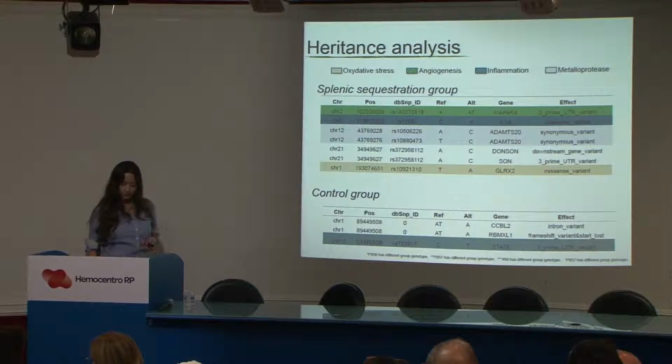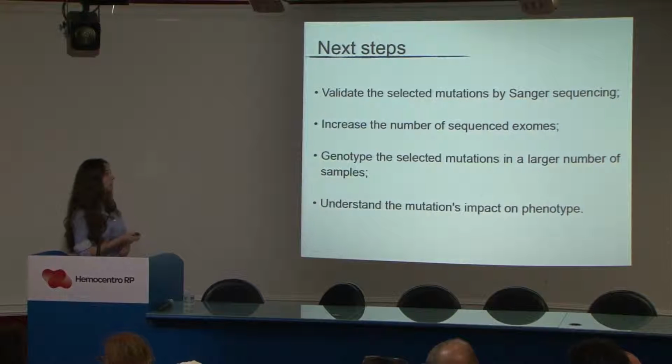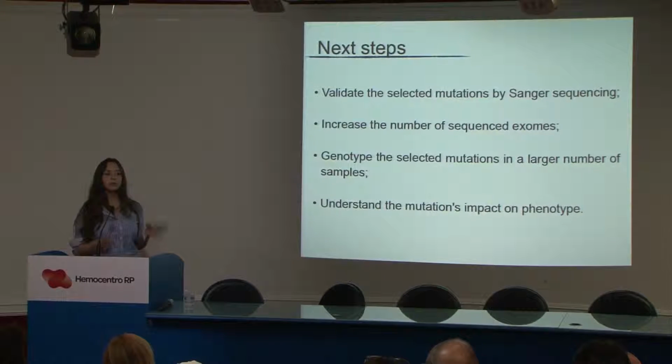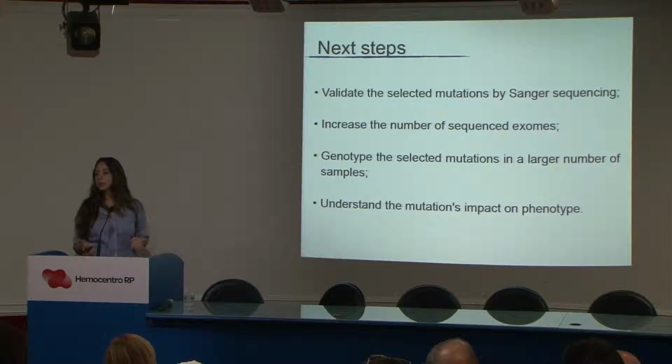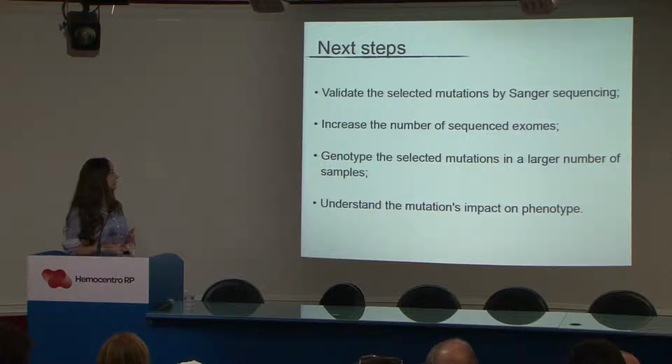After that, the next step is to validate the selected mutations by Sanger sequencing in these 10 patients which we sequenced. Then increase the number of sequenced exomes, because 10 samples is a really small number to make a supervised analysis. After that, we need to genotype the identified variants in a larger number of samples, and then understand how these mutations are involved and if they are associated with the disease.